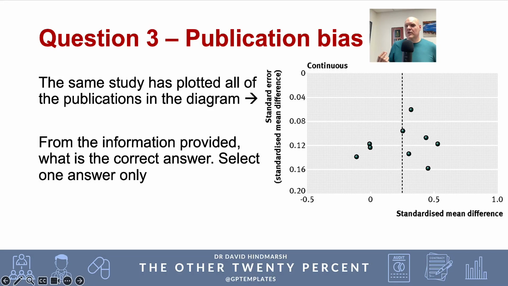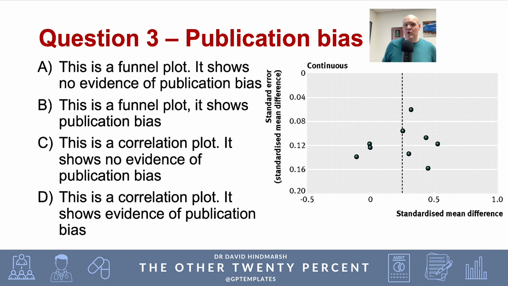Finally, let's look at this question, publication bias. The same study has plotted all of the publications in the diagram. From the information provided, what's the correct answer? Select one answer only. This is a funnel plot, shows no evidence of publication bias. This is a funnel plot, shows publication bias. This correlation plot shows no evidence of publication bias. This is a correlation plot, shows evidence of publication bias.